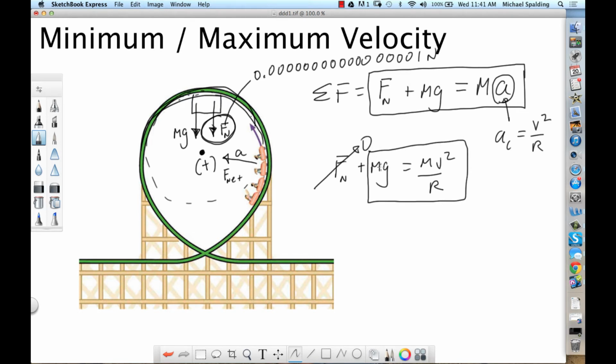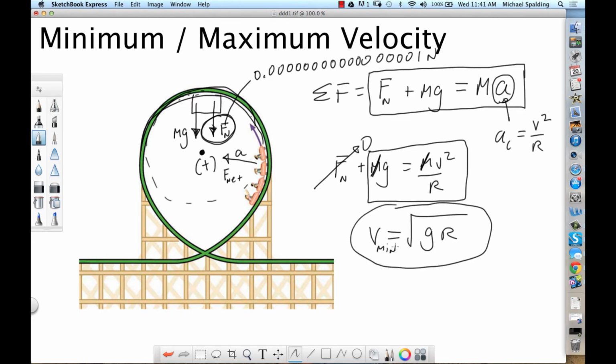What happens to the m's? The m's cancel, and you get v equals square root gr. That is how you find the minimum velocity at the highest point. Basically, the trick is the normal force goes to 0, and what you're left with is mg is the centripetal force. Does that make sense? Normal force goes to 0. The minimum velocity is square root gr.